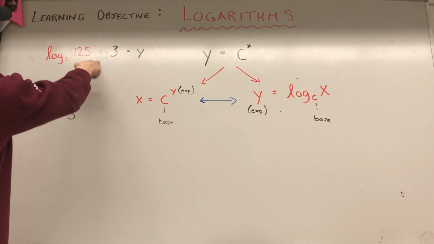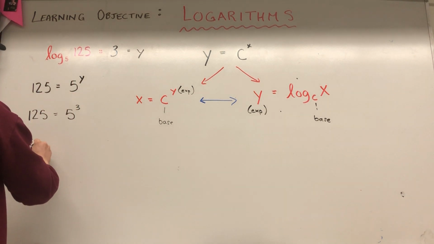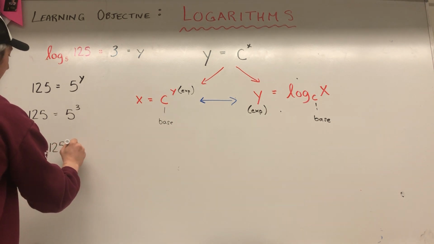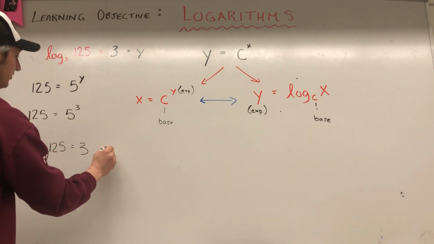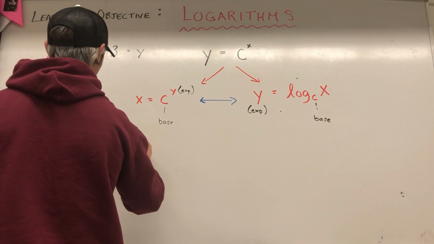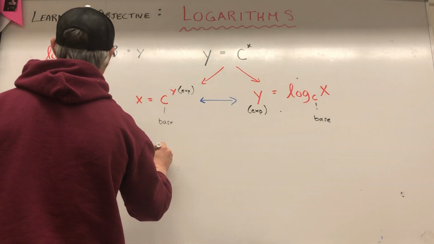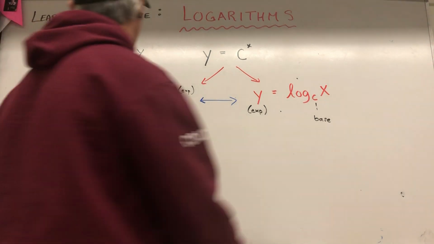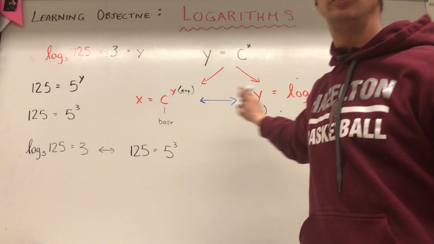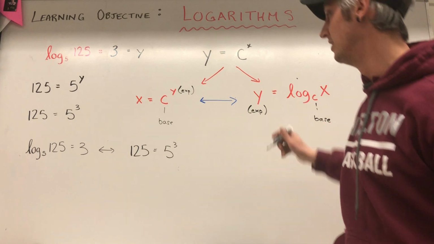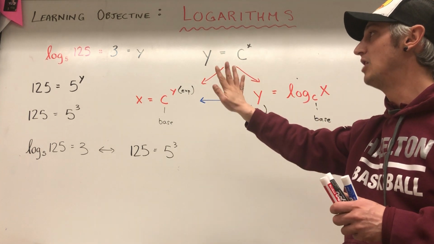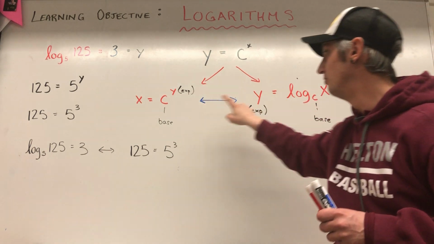And I can rewrite log base 5 of 125 is equal to 3. If I want to put that in exponential form, I can rewrite it as 125 is equal to 5 cubed. Okay? These are the same thing. They're just written in two different ways, and this is our logarithmic way. And this is kind of just the baseline. So right now we're just evaluating it, knowing that there's a relationship between these two.